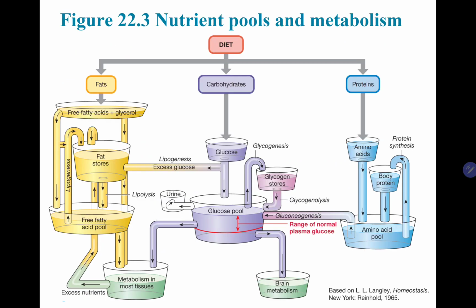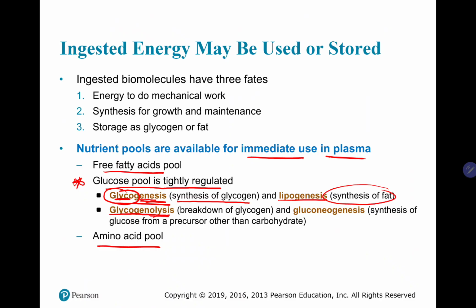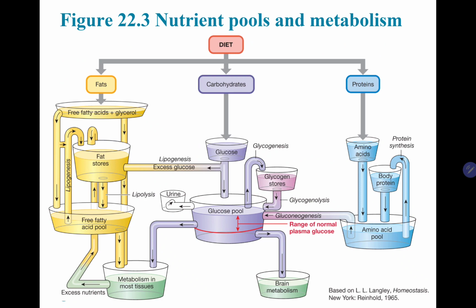Glycogenolysis. Lysis, remember, to cut, to break down. So we're breaking down glycogen, okay? And gluconeogenesis. This is where we're synthesizing glucose from a precursor other than carbohydrates. So we're making glucose probably from a fat precursor or lipid precursor or a protein precursor, such as an amino acid. But we're synthesizing glucose from those things, okay? And so these are going to be your nutrient pools.